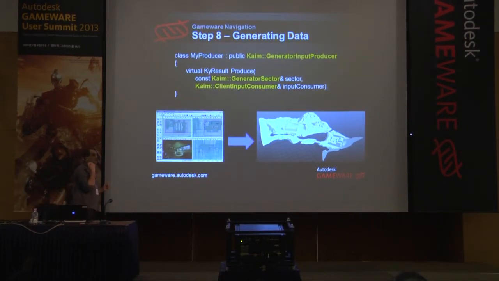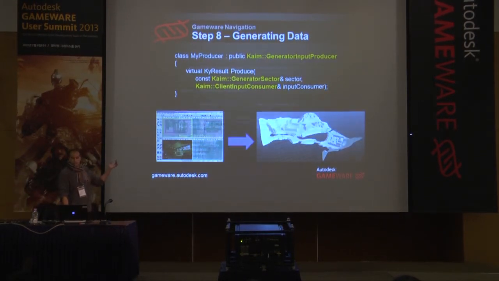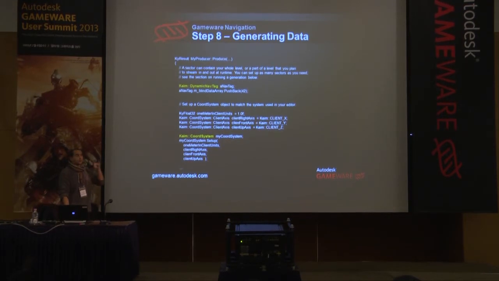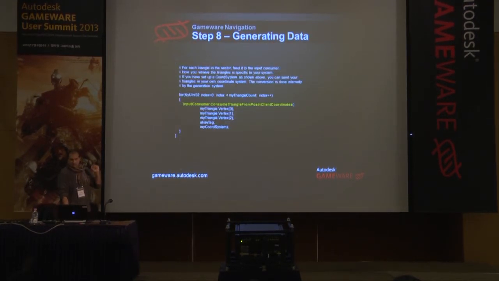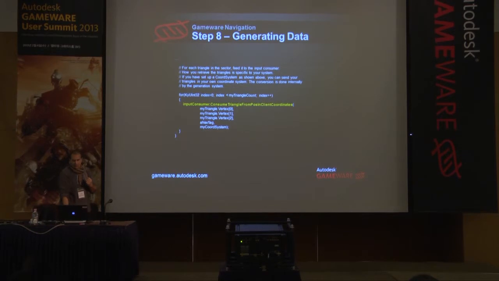But the API calls are very easy. The only thing that we need to generate a nav mesh is triangles. So your artist creates the geometry for the level, and you give us the triangles. This is done through the input producer. You create your own coordinate system, and then you say, here go all the triangles we have. Consume triangle from the position. So you give us all your triangles, and we generate the nav mesh.